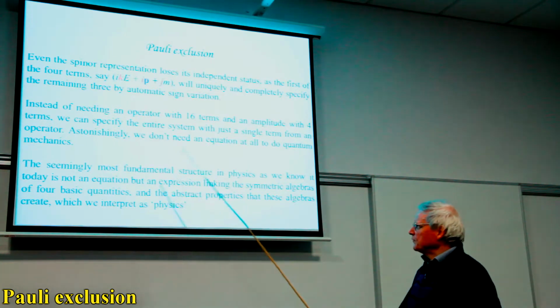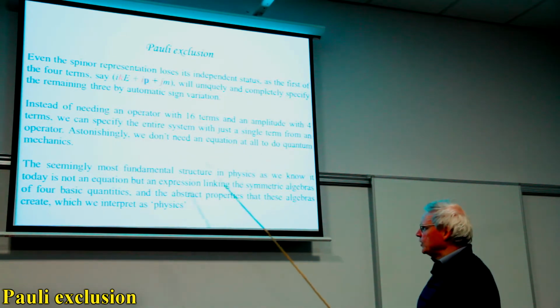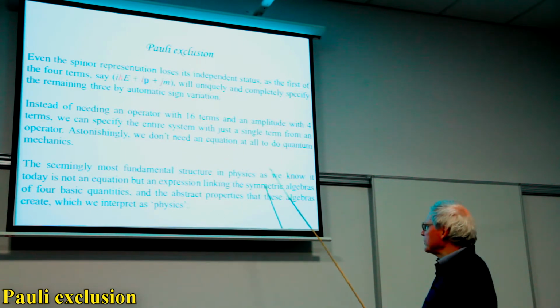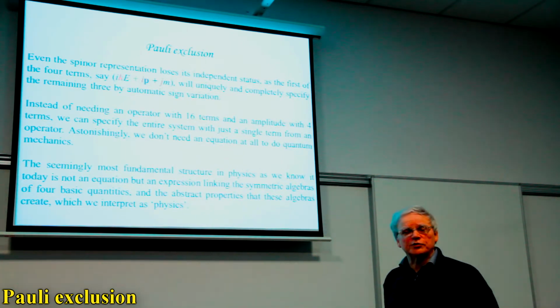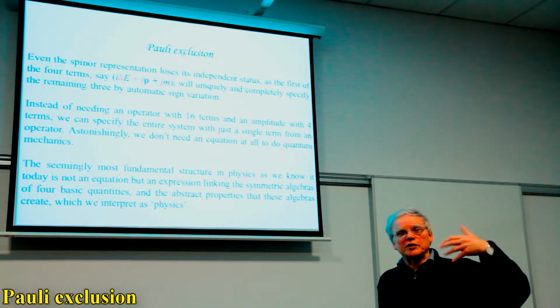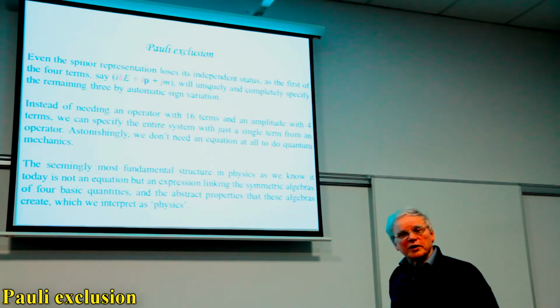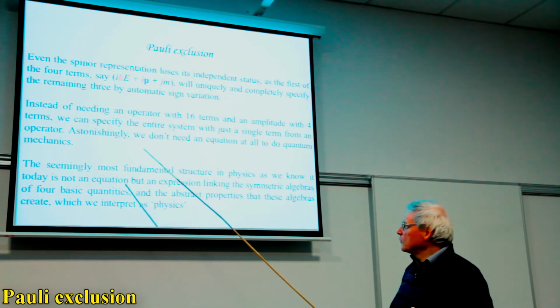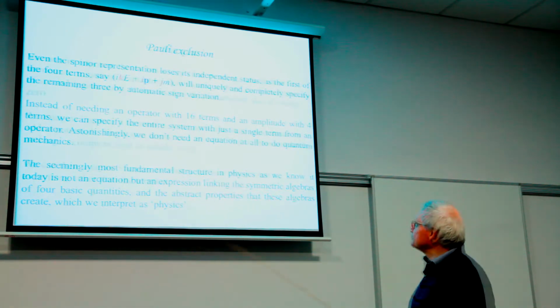So the most fundamental structure in physics as we know it is not an equation, but an expression linking the symmetric algebras of the 4 basic quantities. And that's what we would have expected. Where do equations come from? They don't. We don't need them fundamentally. We need this sort of expression.